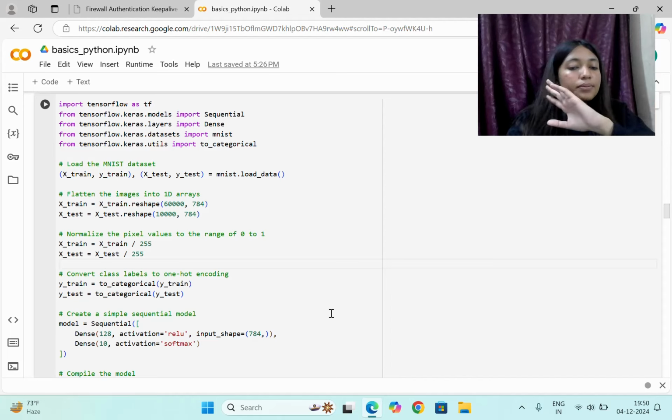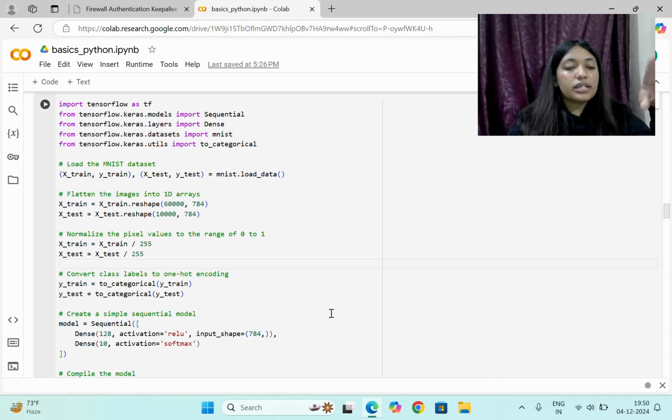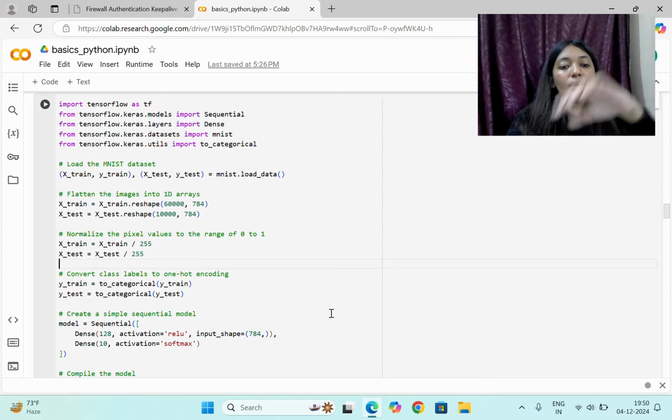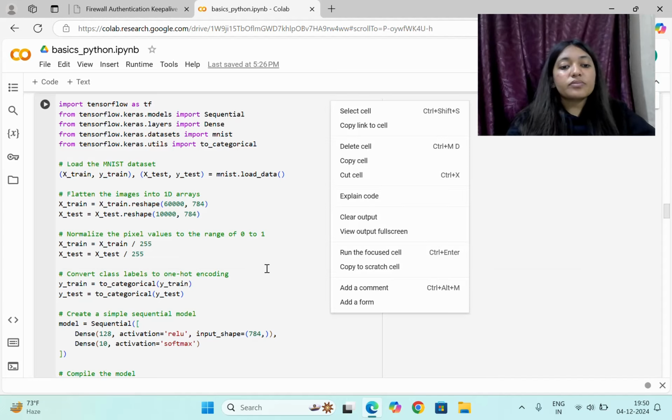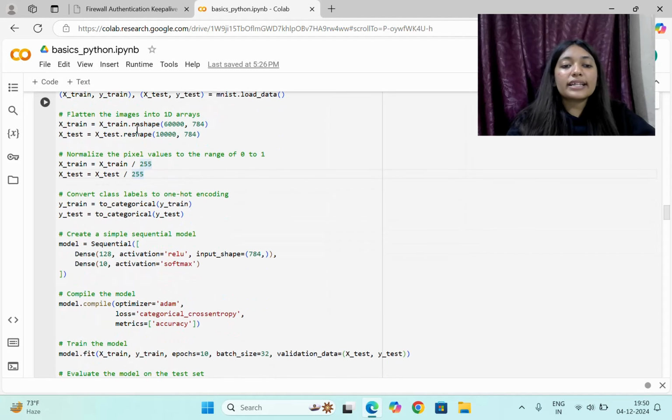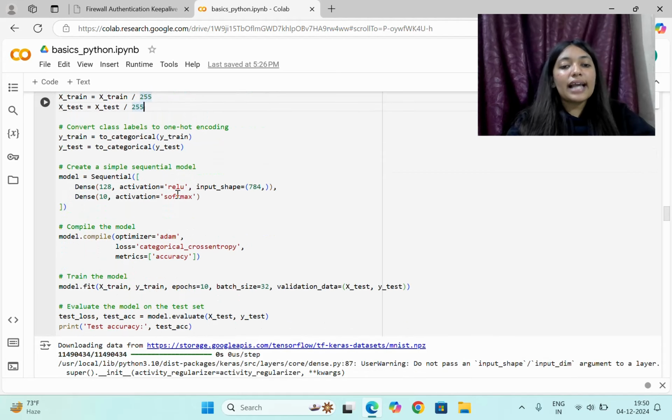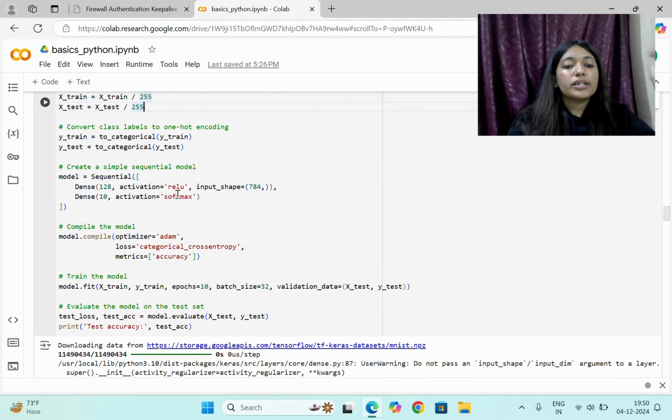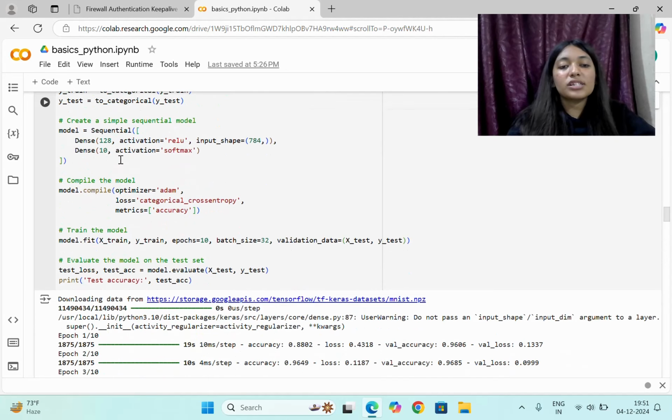x_train reshape and x_test reshape. Now normalize the pixels: x_train equals x_train divided by 255 and x_test equals x_test divided by 255. Now convert the class labels to one-hot encoding. to_categorical for y_train and y_test, we are using that function.